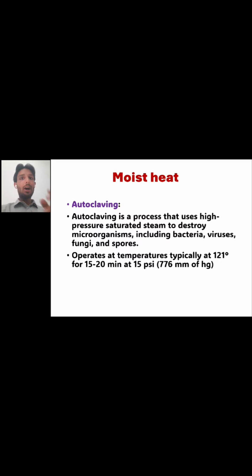Autoclaving is a common example of moist heat. It operates typically at 121 degrees centigrade for 15 to 20 minutes at 776 mm of Hg. In this condition, all microorganisms plus spores are destroyed and killed. So autoclaving is a method of complete destruction of microorganisms and their spores.